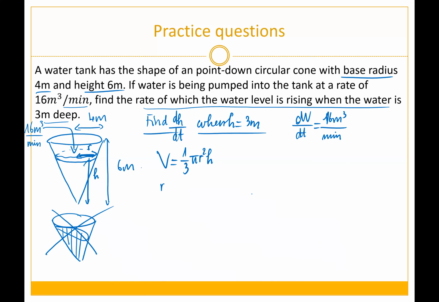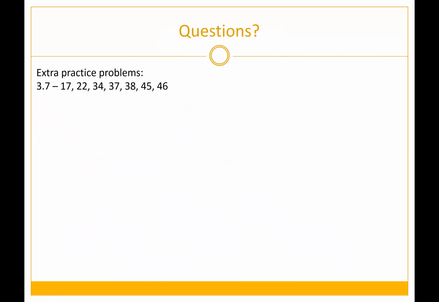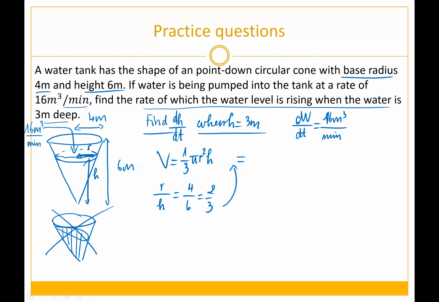Therefore, the ratio of the radius and the height is equal to the ratio of the radius and the height of the container. So it's 4/6 or 2/3. Now when you put it back in, you're going to have everything in just height. So you have 1/3 pi, and here r is equal to 2/3 h. So you have 4/9 h squared multiplied by h. Or if you simplify this, you have 4 pi over 27 h cubed.